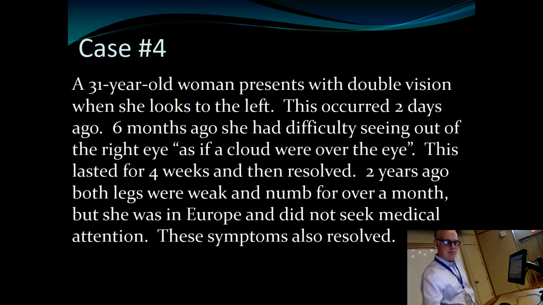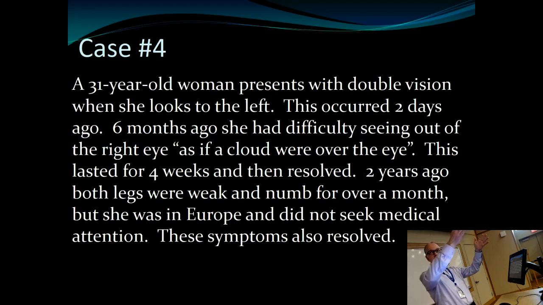All right, let's go to case number 4. We have a 31-year-old woman presents with double vision when she looks to the left. This occurred 2 days ago. Okay, so double vision when she looks to the left. Give me a couple of things that could be. Could be an INO. Internuclear ophthalmoplegia, maybe the medial longitudinal fasciculus. What else?